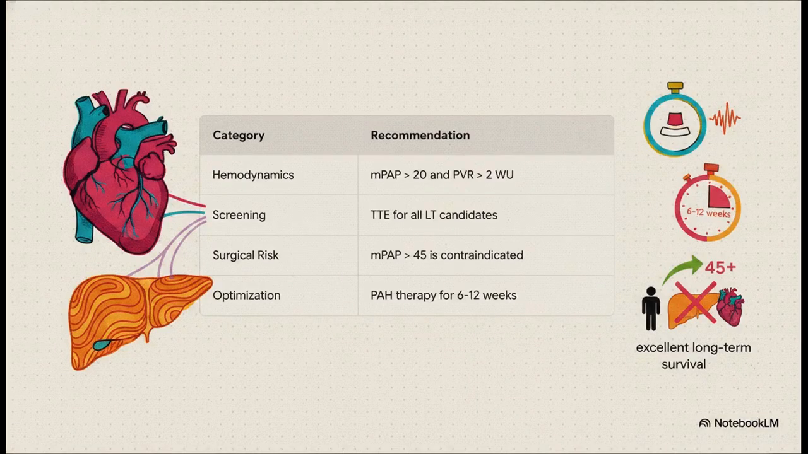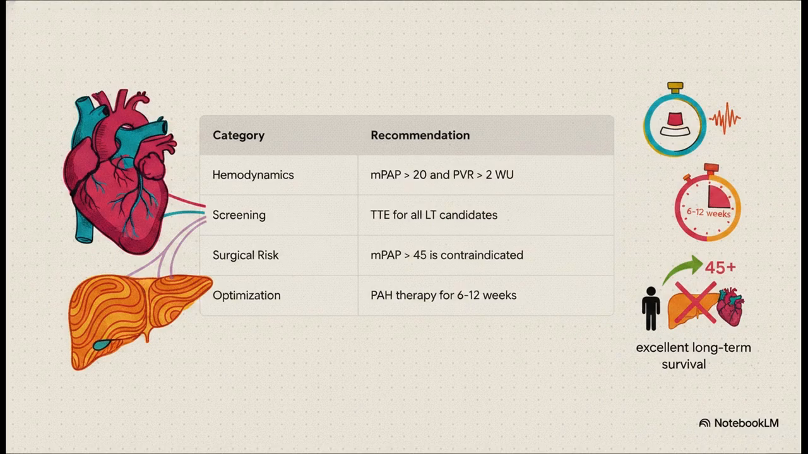Section 6, 2026 ILTS Guideline Updates. Let's bring this entire explainer to its conclusion by synthesizing the absolute most critical takeaways from the latest guidelines. Synthesizing the 22 new recommendations gives us these non-negotiable clinical takeaways. First and foremost, adopt the revised hemodynamic definitions. We are now strictly looking at an MPAP over 20 and a PVR over 2. We must catch these patients earlier in their disease course.